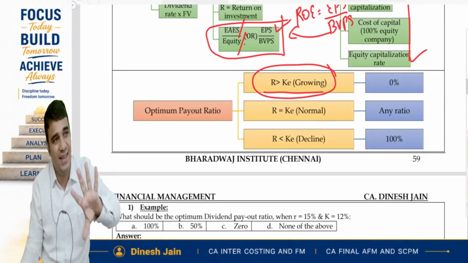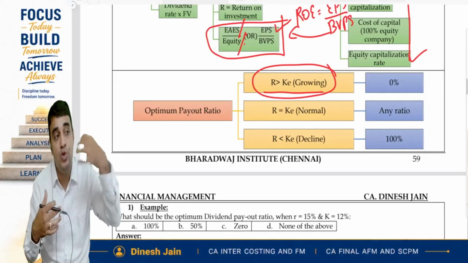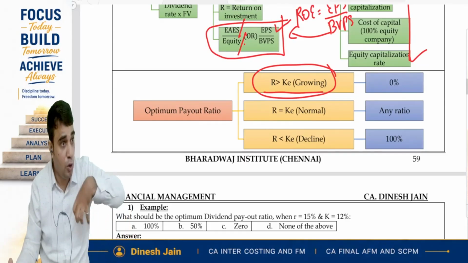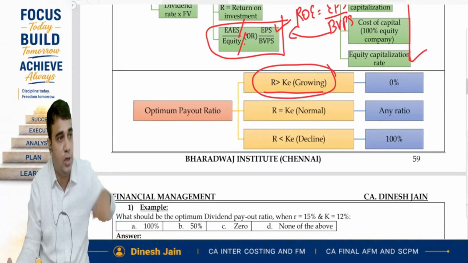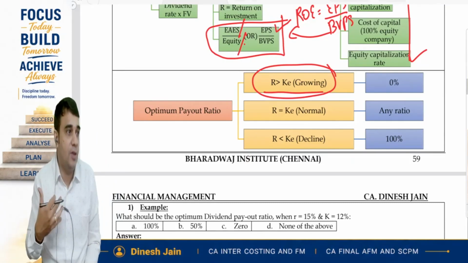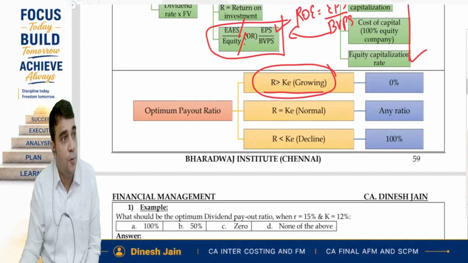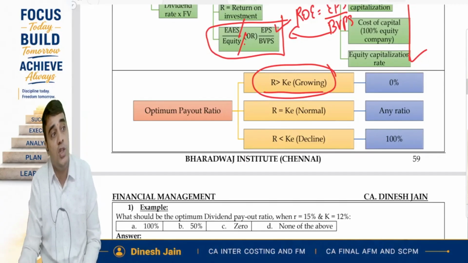R less than K means I earn 8% and you want 10%. So what you are saying is, whatever profits you made, give it to us. We will invest somewhere else and earn 10%, because you are not able to earn. If I earn more, full money with me, no dividend payout.